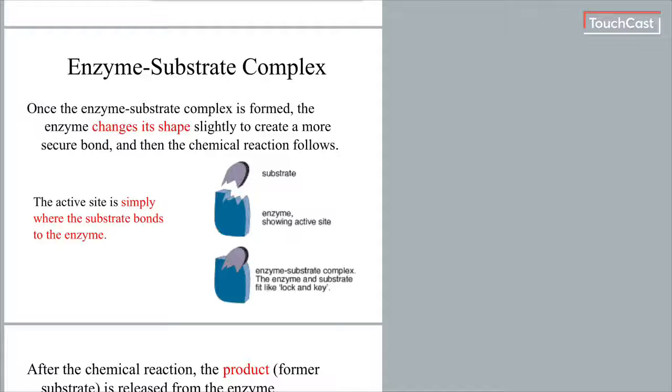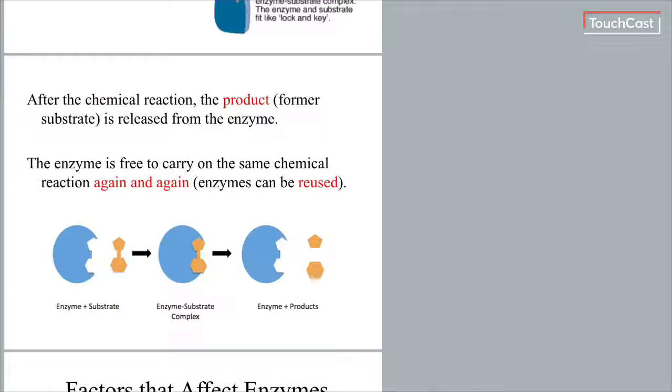The active site is simply where the substrate bonds to the enzyme. After the chemical reaction, a product is formed, and the former substrate is released from the enzyme. The enzyme is free to carry out the same chemical reaction again and again, because enzymes can be reused. In the box below on your page, please make sure to copy this image at the bottom of the slide, including all labels.